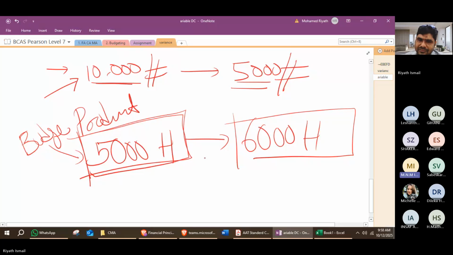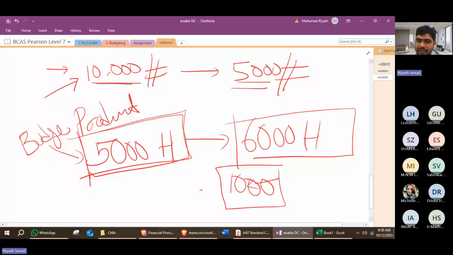Why do you say favorable? We get 1,000 hours more benefit. We use this machine an additional 1,000 hours, so we can produce more units. When they use this machine for long hours, they can produce more product. And if they produce more product, what will happen to the unit cost, sorry, the fixed overhead per unit?